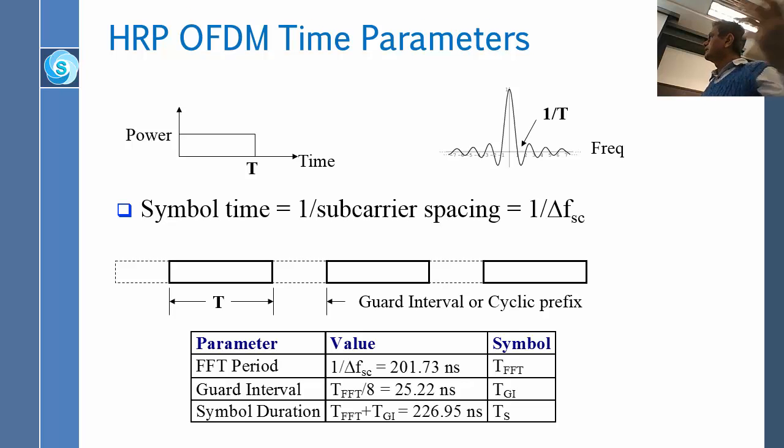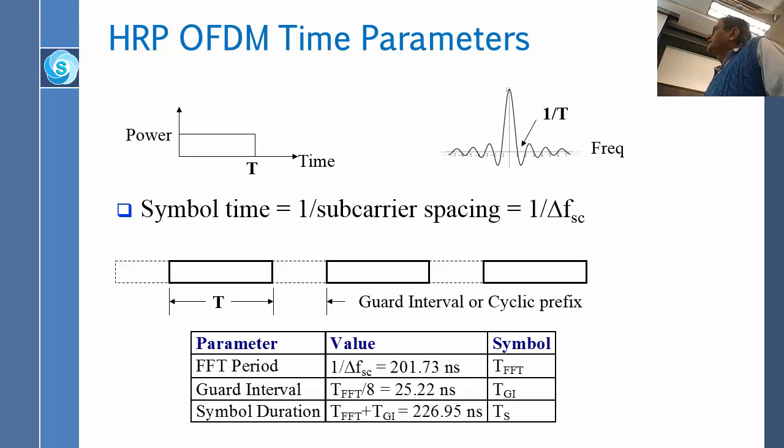Now the question asked was whether the FFT period is the same as the FFT duration. Maybe we can say that they are the same, but then there is the symbol duration, which is different. So what is symbol duration? The symbol is longer than T because we send a pulse and then we leave a gap. That was the guard interval. So the symbol is so long and the FFT part is so much.